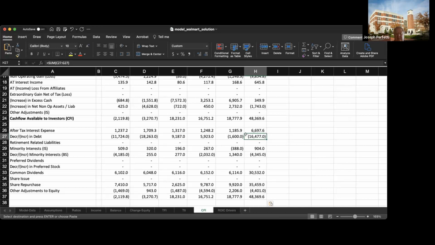And you could see that right here in the CFI. But that's the point. Like, I generate all this cash. What did I do with all the cash? That's the other reason why we balance. Does that kind of make sense? Questions? You're able to follow that?